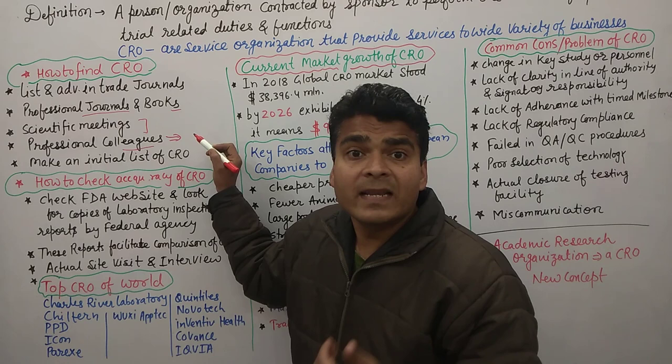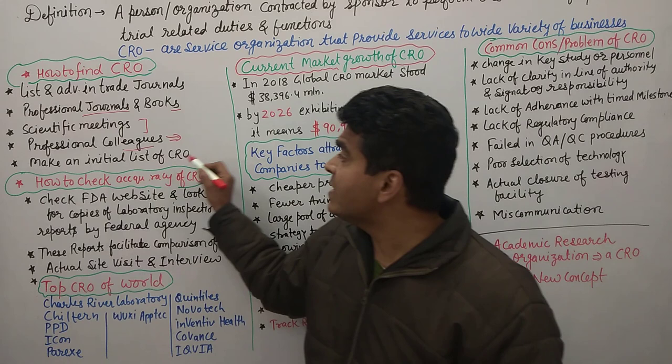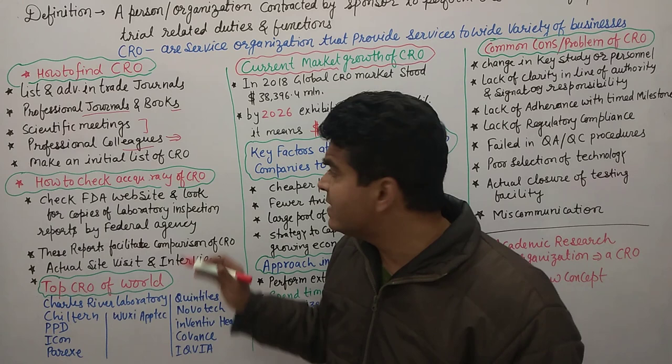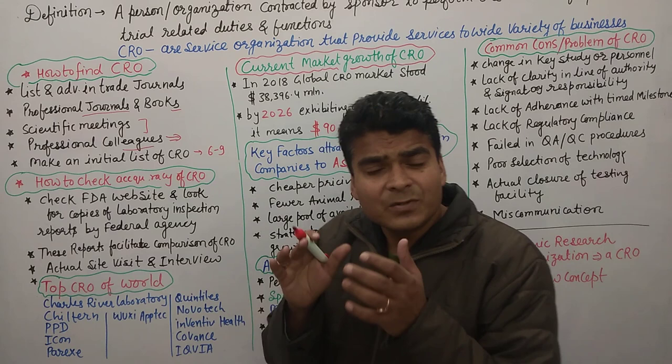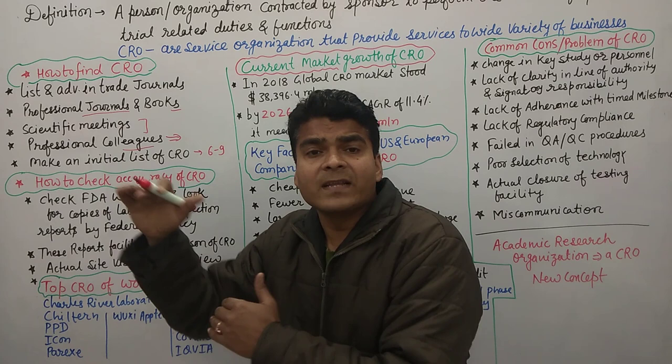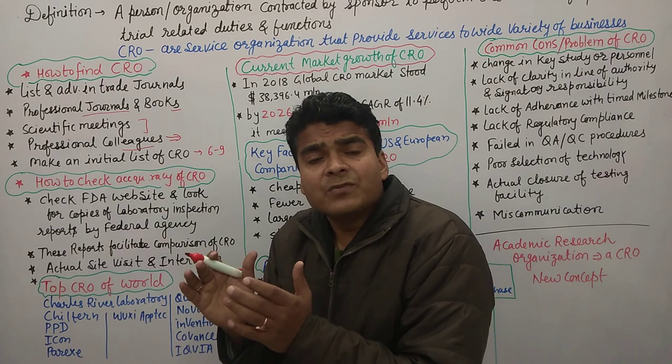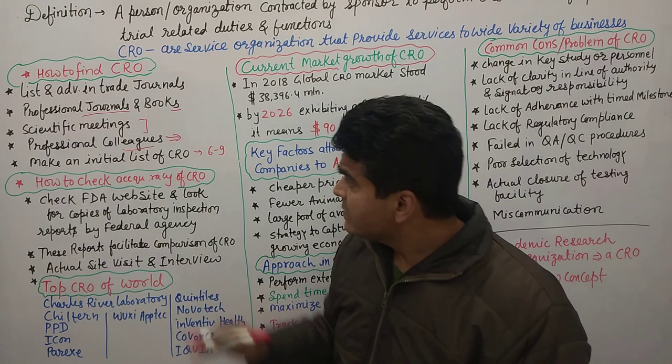Then further, make an initial list of CROs. Whenever a company is selecting a CRO, they should make a list of around 6 to 9 CROs, so that they can find and select the correct CRO for a particular activity. Suppose they are selecting a CRO for bioanalytical activity, then they should require at least 6 to 9 or 10 CROs and then select from them. Okay, so this is about how to find the CRO.